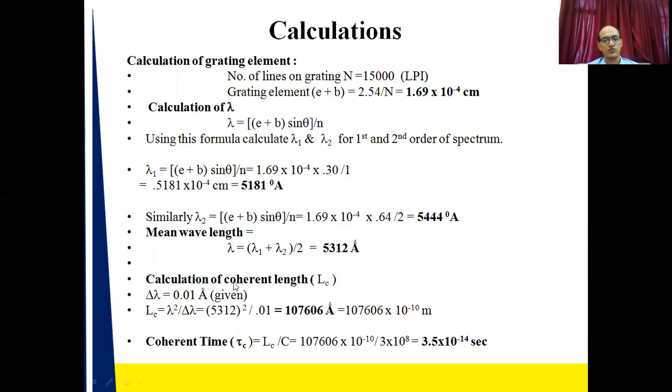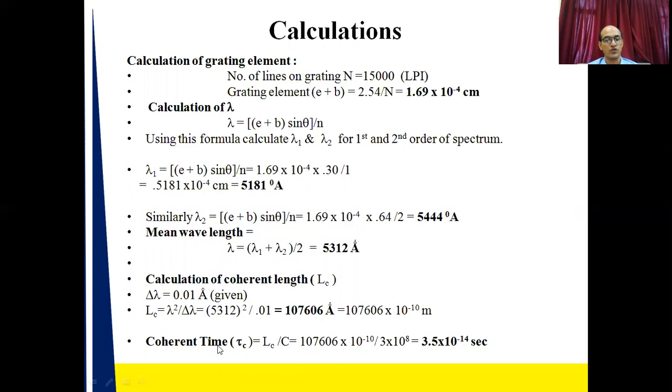Then we'll find out coherent length and coherent time. Given delta lambda equals 0.01 angstrom, LC equals lambda square upon delta lambda. We will put the value of lambda here and delta lambda. Then it will be calculated as 107606 angstrom, equals 107606 into 10 to the power minus 10 meter.